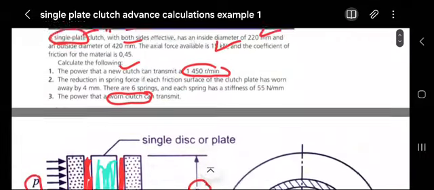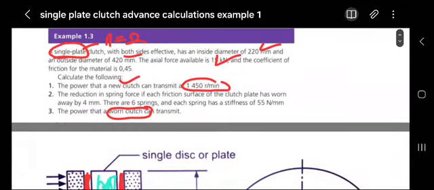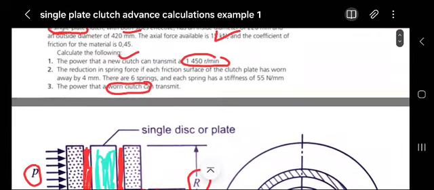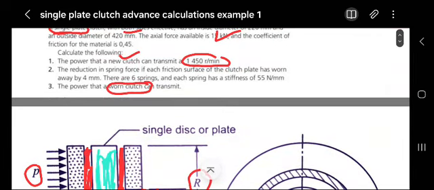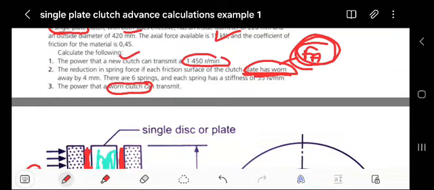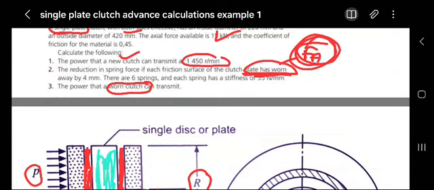You cannot use the one that you have been given, the available axial force, because you're supposed to find the axial force when the clutch is worn. Or if you check previously, the spring force, the clutch was new. If you can find the axial force when the clutch is worn, what will be the axial force if the clutch is worn? So how can we find that?